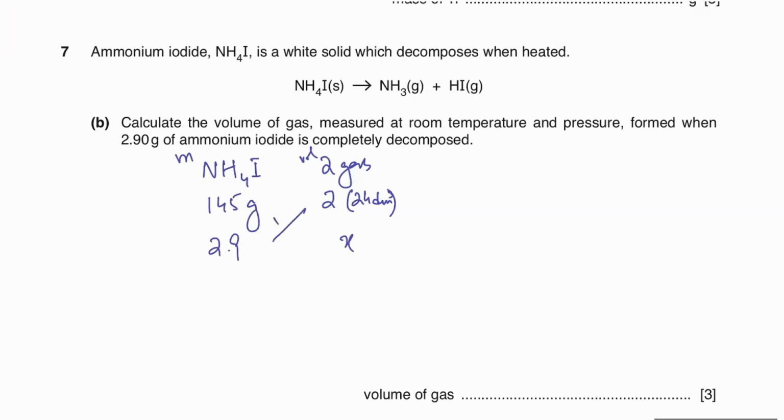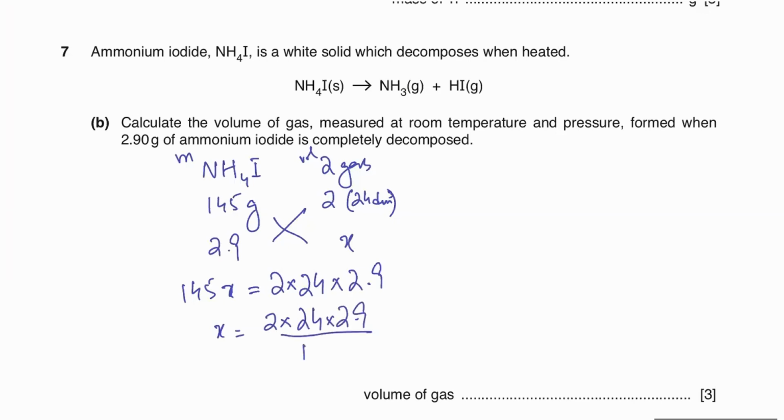Okay, I'll cross multiply: 145x is equal to 2 times 24 times 2.9. Don't put this in the calculator yet, leave it like this for now, and just put the final thing in your calculator. That way you will not need to approximate, and there will be no mistakes. So I'll just put this in a calculator. I'm getting 0.96 dm cube. If you got that answer, good. If you did not, please pay attention to how this was solved. If you don't understand, ask.